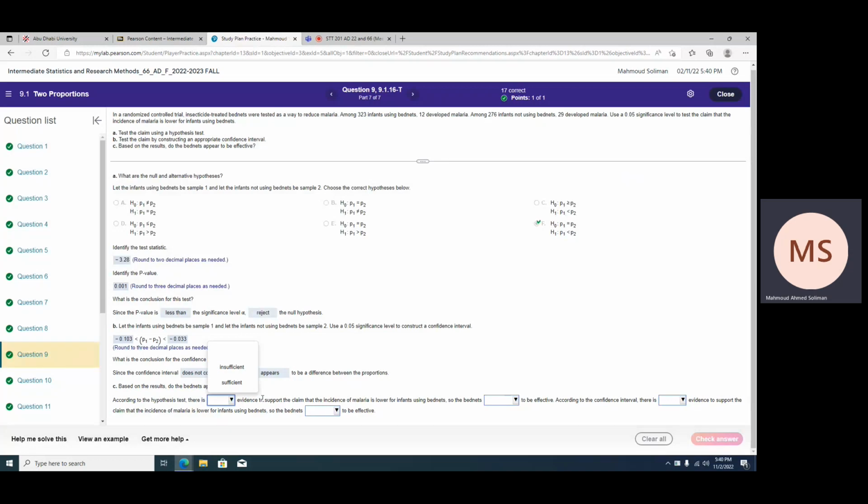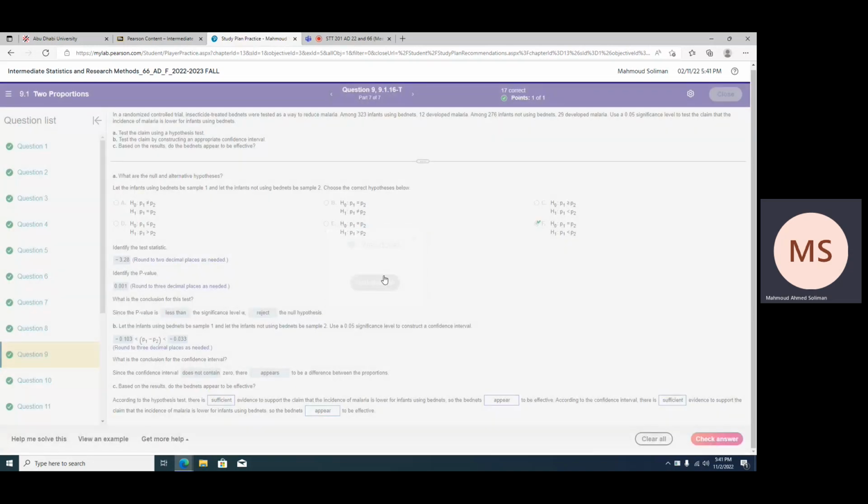Okay, here we have to test the claim that it lowers. So there is sufficient evidence, because we rejected the null hypothesis. The null hypothesis says they're equal. If we reject it, that means they're not equal. So the evidence supports the claim that it's lower. So bednets appear to be effective. So there is sufficient evidence, so bednets are also effective. Good. Next.